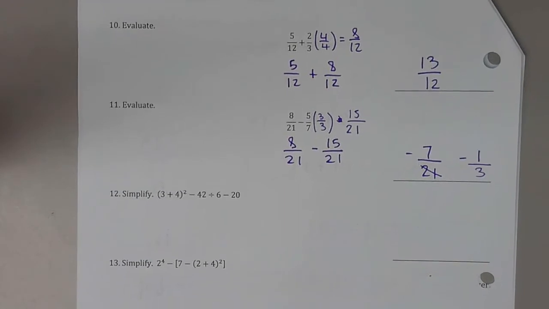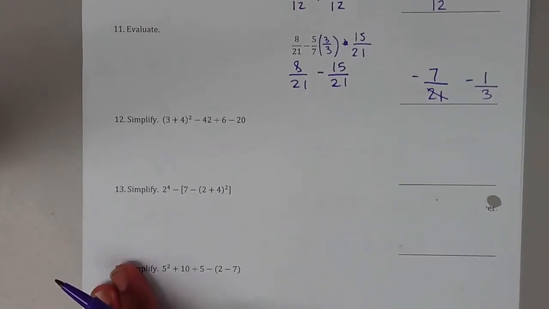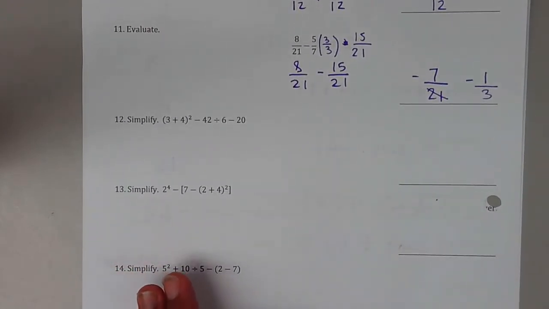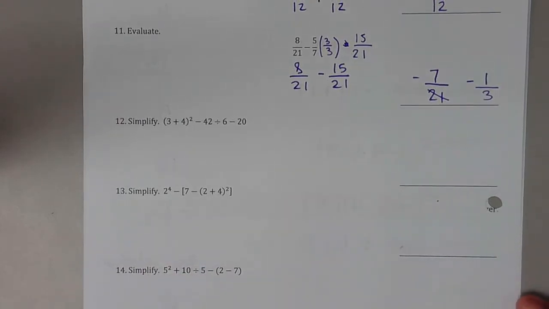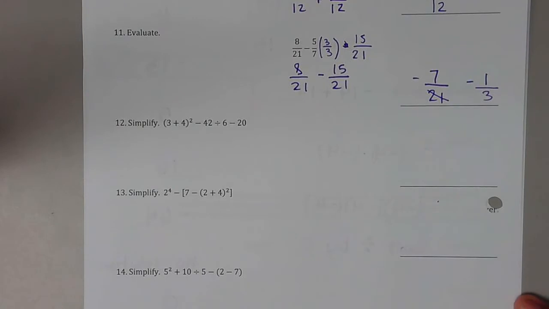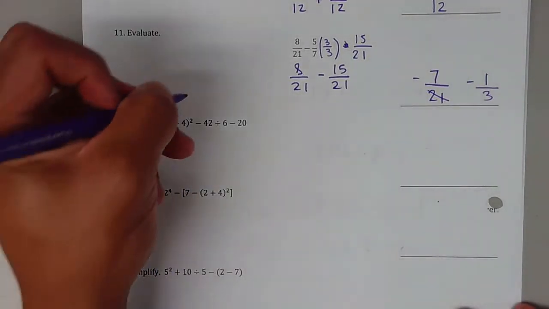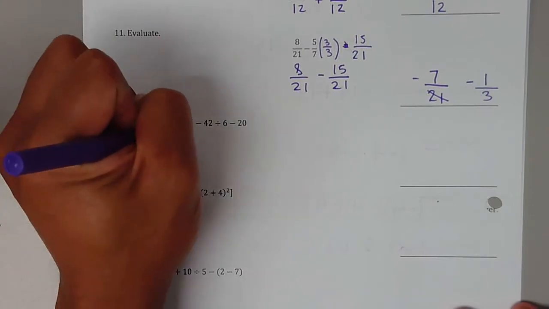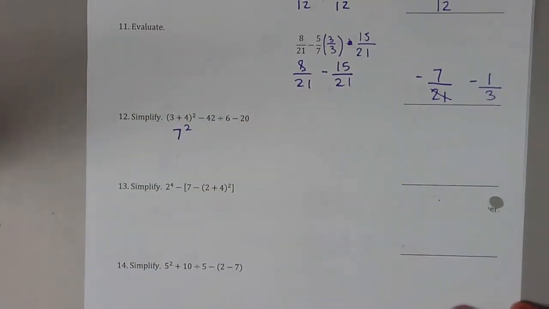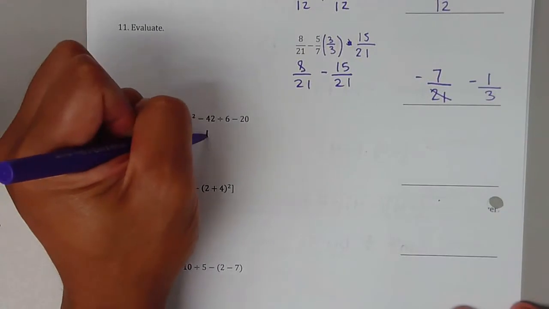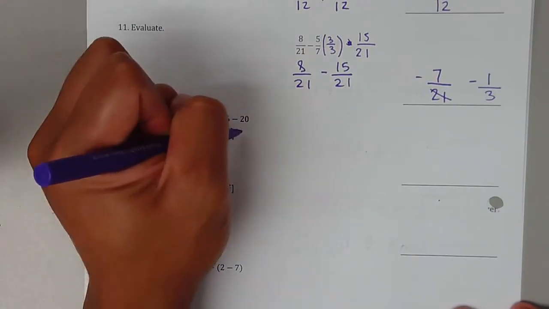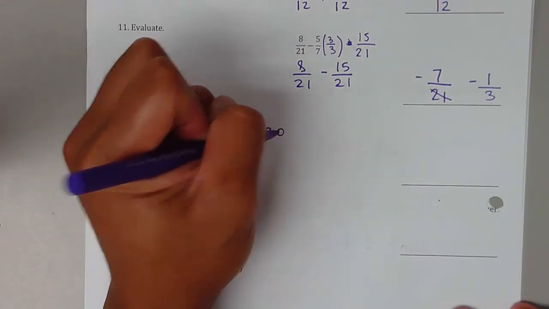All right, question number 12, simplify. So when we simplify, we are looking for a number. Using order of operations, right? GEM does. We do 3 plus 4 first, because that's in parentheses. 3 plus 4 is 7. Then we just write the rest of it. 7 squared minus 42 divided by 6 minus 20.